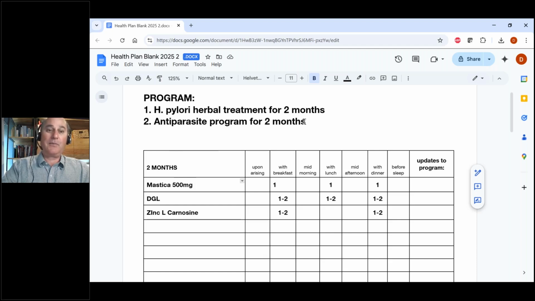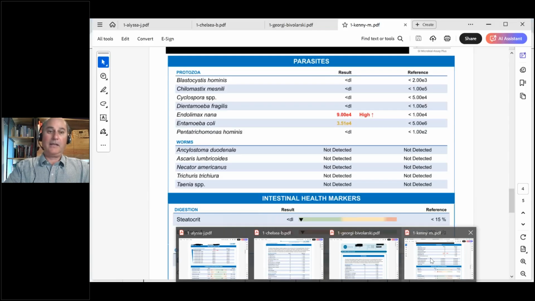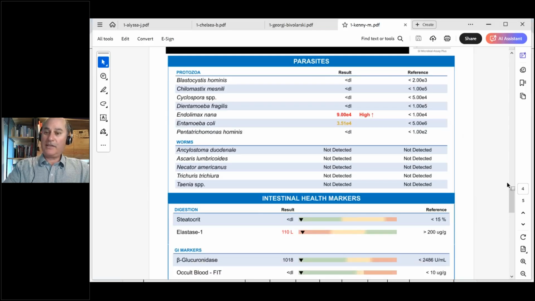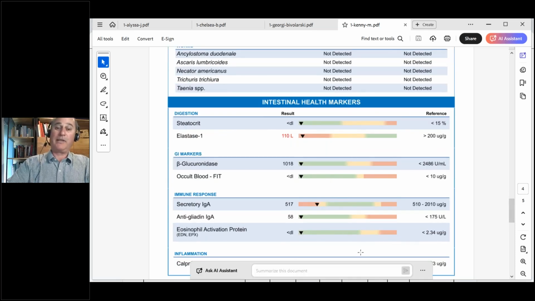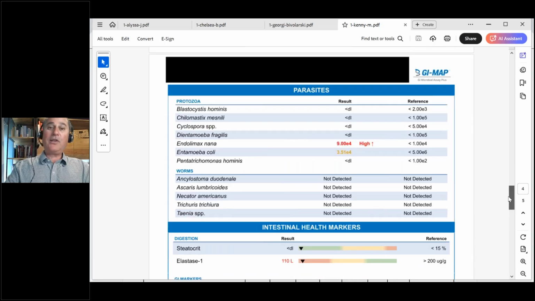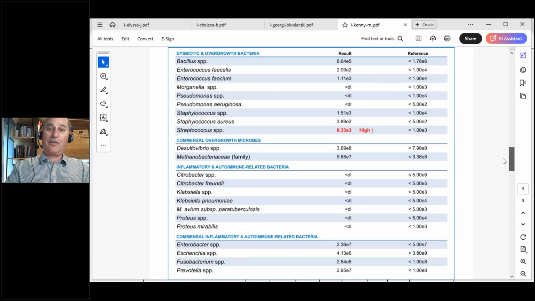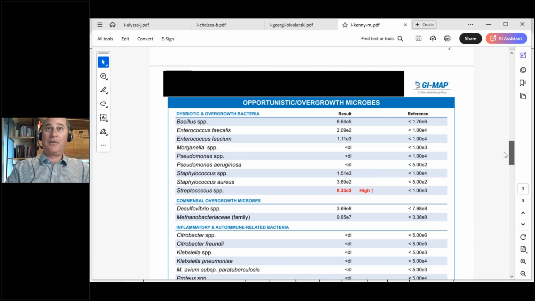Okay, so 2 months on that, 2 months on the herbs, and then you want to wait a month or 2 and then retest and make sure everything's gone. And on the retest, let's pull up this lab again, Kenny. On the retest, what you should see is that the SIG-A is starting to creep up, the calprotectin is starting to creep down, the elastase is starting to sneak up just a little bit. And then you can decide on the retest if there is still some dysbiosis left, if you need to treat it or want to treat it or not. Okay, you don't necessarily have to.